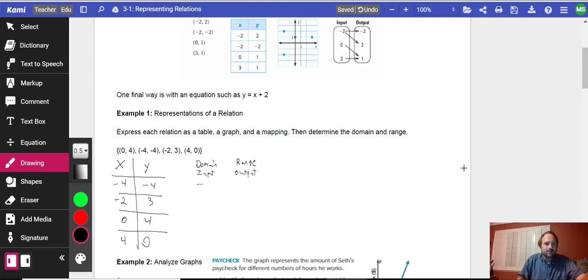Once again, you only need to write down the number once, but none of these numbers repeat, so we're pretty much writing them down again. All right, so we put -4. The one thing that I will do is put it in order. It goes from -4 to 0 to 3 to 4. And so what we would do is map the inputs to their outputs, like so. 0 maps to 4, and 4 maps to 0, like so.